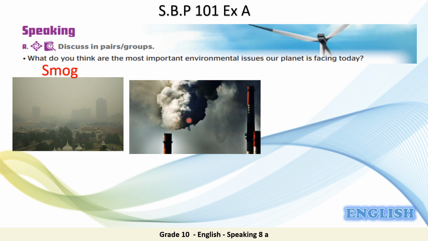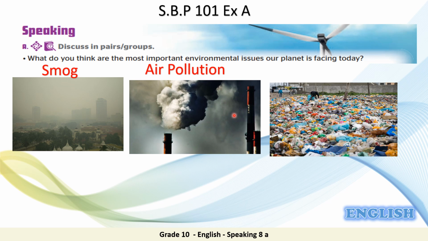Another problem is, that's correct, it's air pollution, which comes from car emission, dust, chemicals from factories. Also, we have here this environmental problem, which is rubbish. And rubbish increases due to the increase of population all over the world, which means that people produce a lot of garbage.